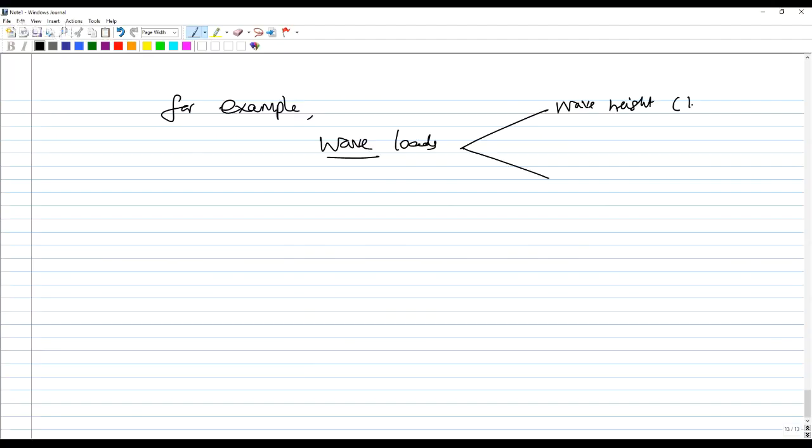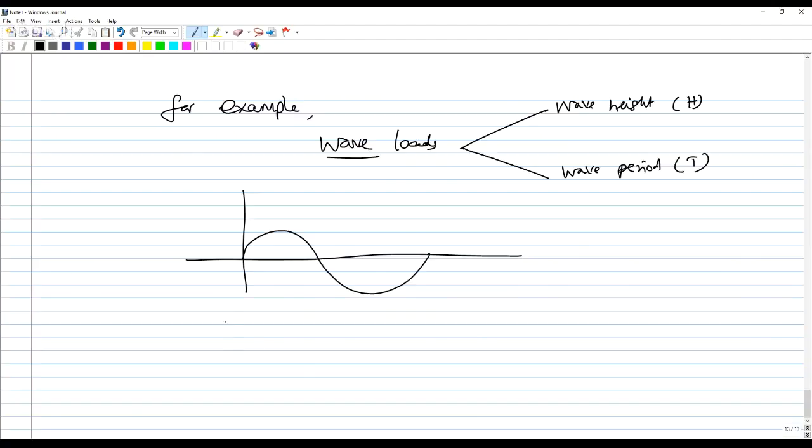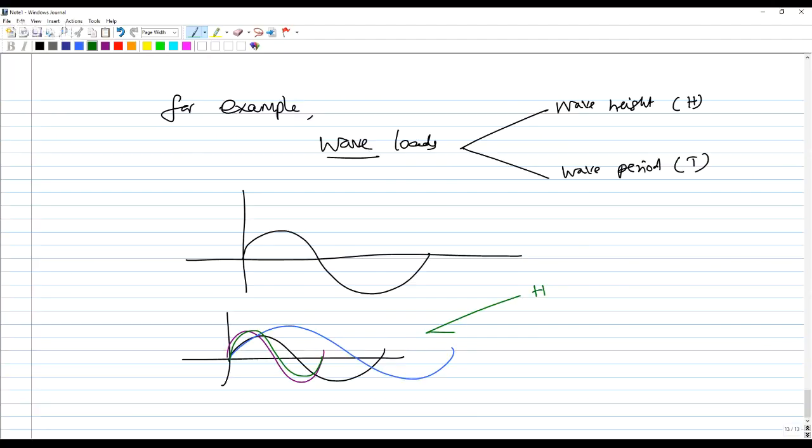Let us take, for example, the wave force or wave loads. Usually, wave loads are described by two parameters. One is the wave height, which is usually expressed as H or Wh. The other is wave period, which is usually expressed as T. Sometimes, in a given sea state, waves can be simulated by an ideal sinusoidal wave or superposition of n number of such waves. So each wave will have a different wave height and a different period.